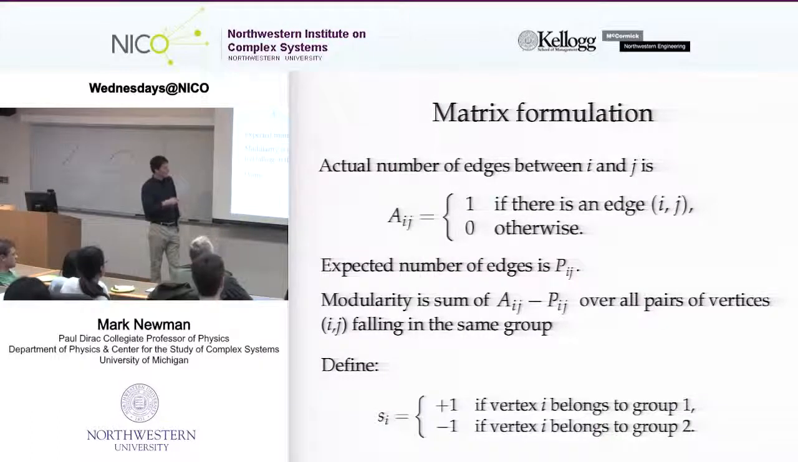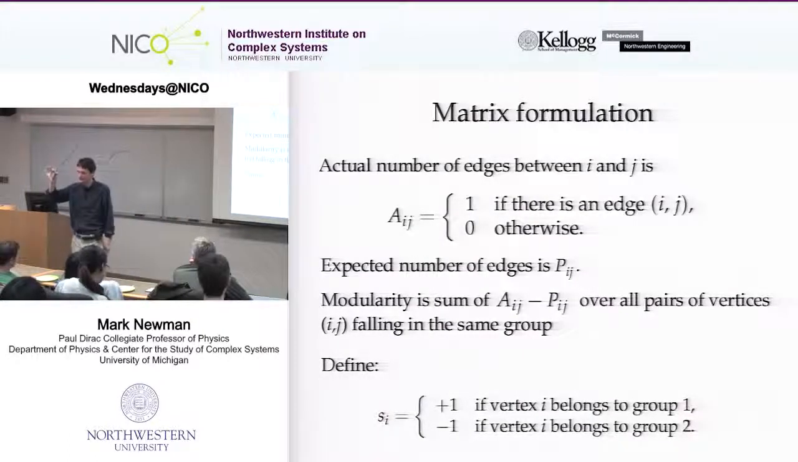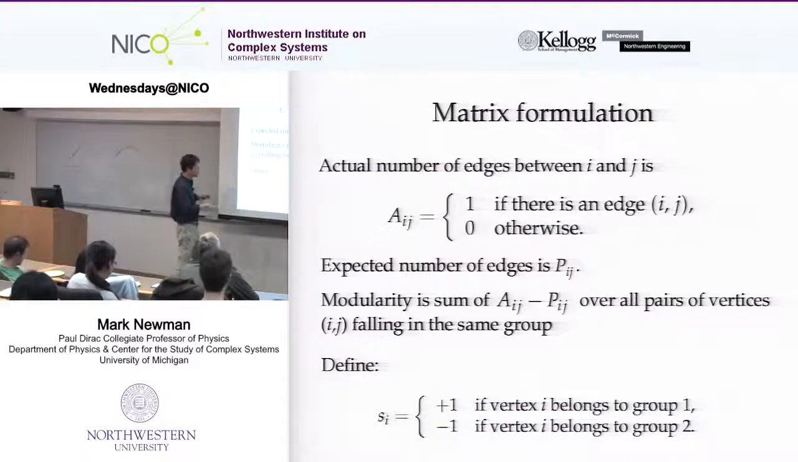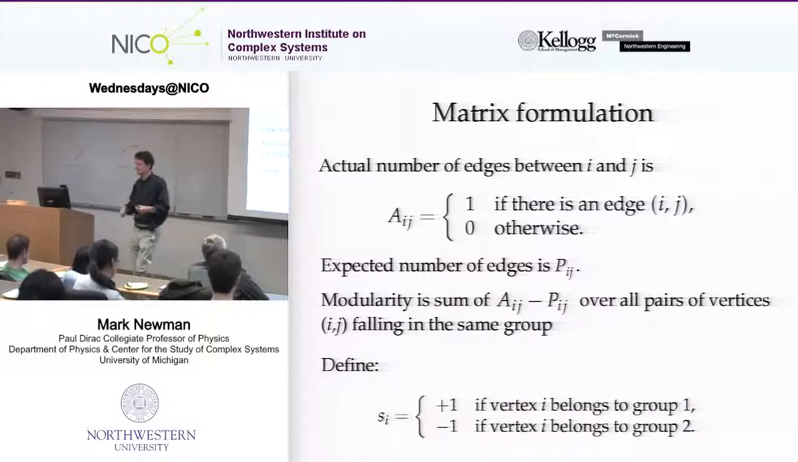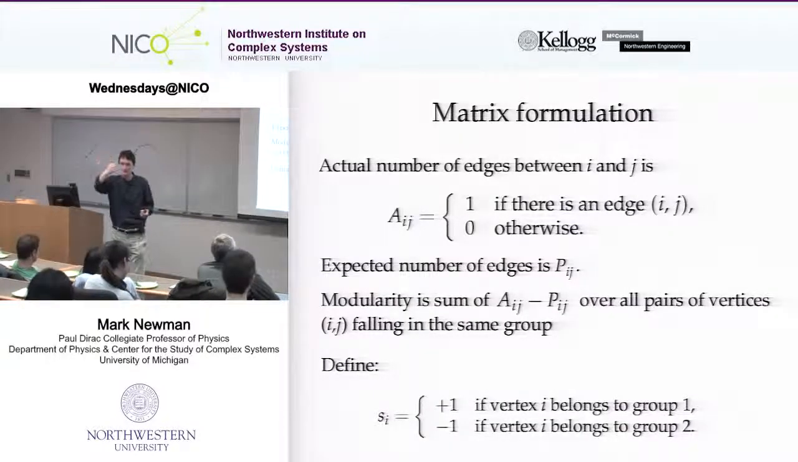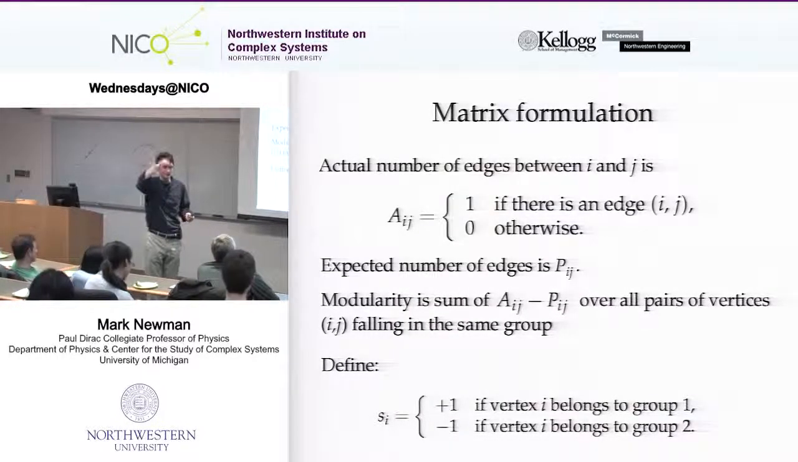Now I'm going to define another quantity, s sub i. I'm going to do just the very simplest case here, dividing this network into two groups. I can do more than that, but let's keep it simple. I define this thing s sub i, which takes only two values, plus and minus 1. There's one for each vertex i, one for each node, and it's plus 1 if i belongs to group 1 and minus 1 if i belongs to group 2. In other words, if you're a physicist, it's an Ising spin: spin up if you're in group 1, spin down if you're in group 2. It's a plus 1 or a minus 1 on every node.